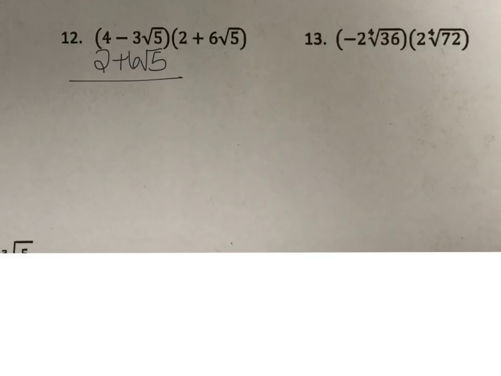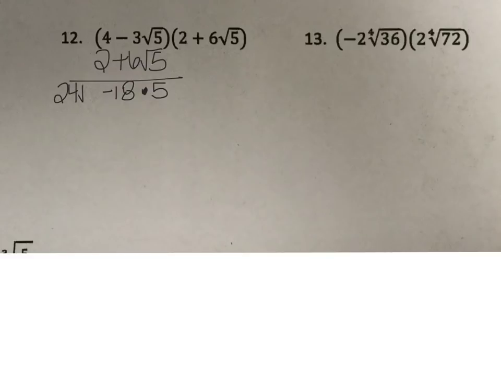So first I'm going to multiply the square root 5 times the square root 5. Square root 5 times square root 5 is just 5. And so this is going to become negative 18 times 5. So that's going to be 90 later on. And then now I'm going to multiply the 6 radical 5 times the 4. When I do that, I just multiply the numbers in front because the 4 is not under the radical.